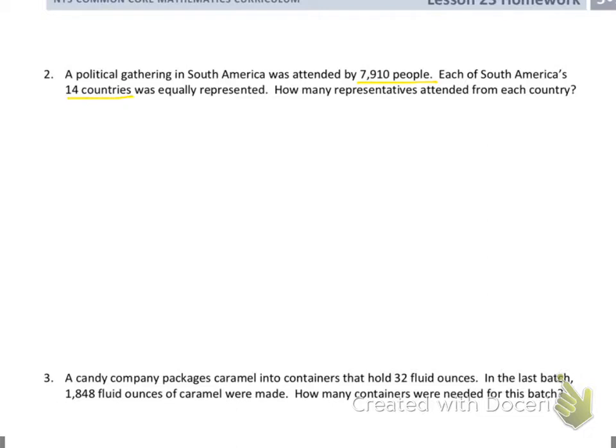Okay, so it looks like I need to take my 7,910 and divide it by 14 to find out how many representatives attended from each country, which is the question. 7,910 divided by 14. Perfect.